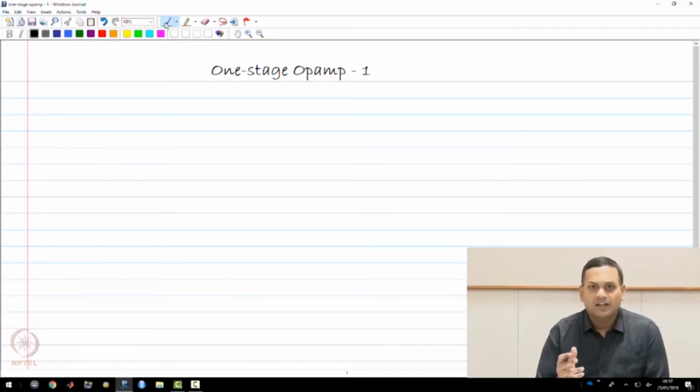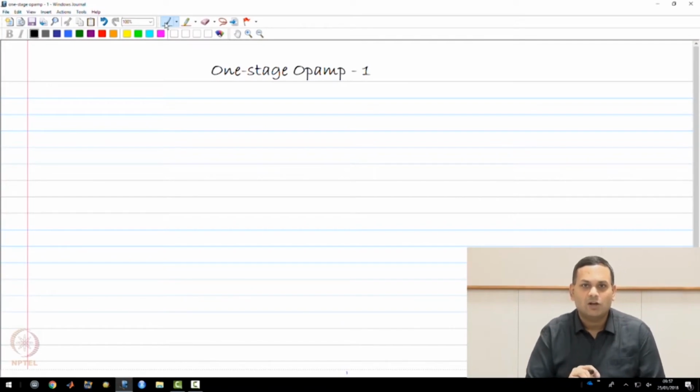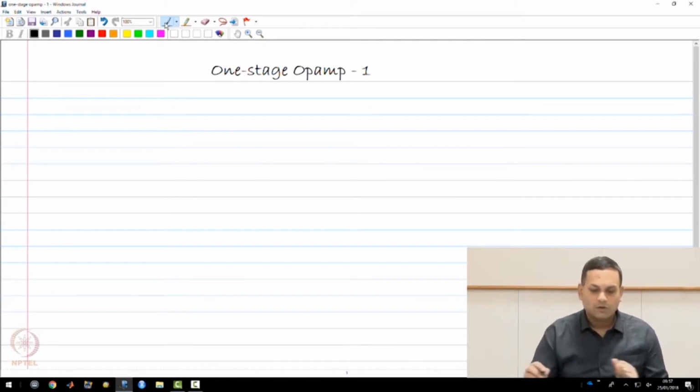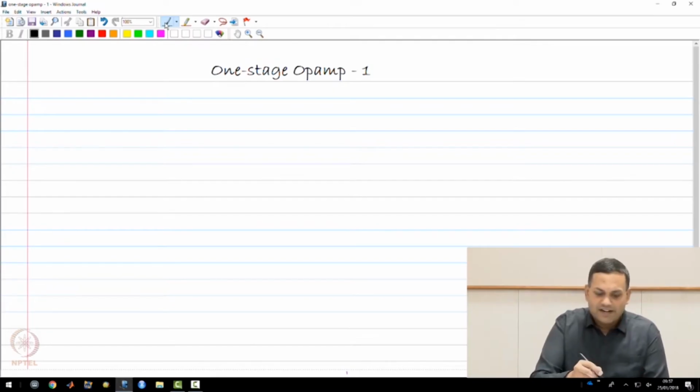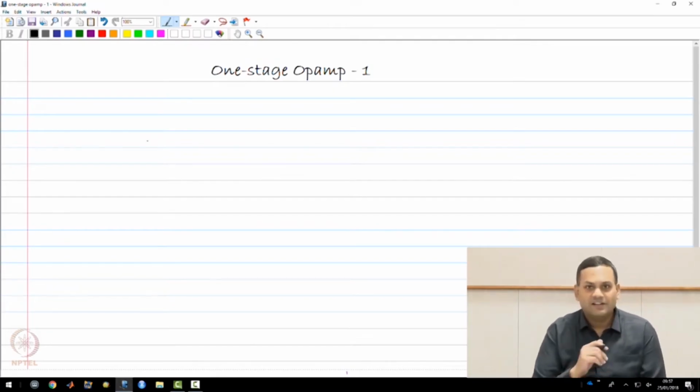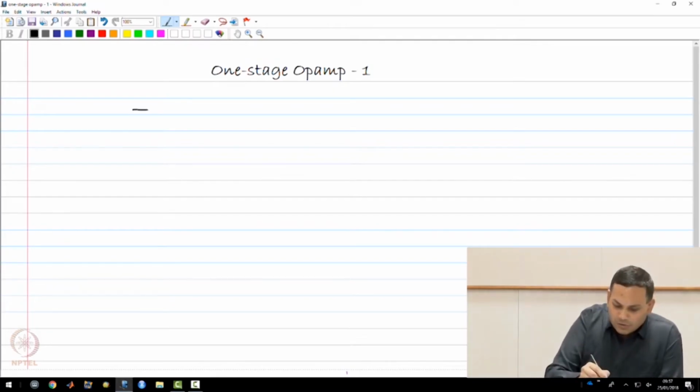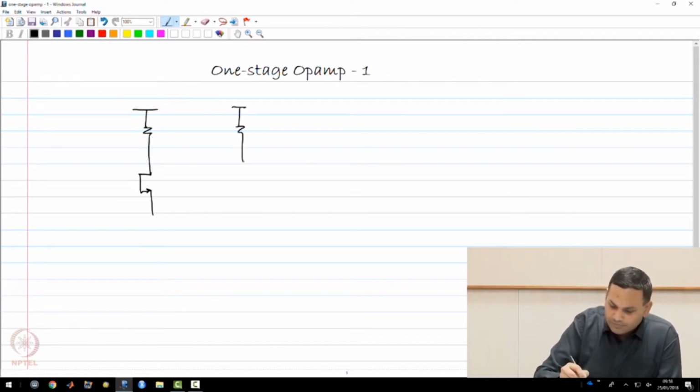In this lecture, we are going to put together some of the circuits that we have learned so far to build one of the simplest types of CMOS op-amps, which you will see that we'll eventually call the one-stage op-amp. So we have studied differential amplifiers before. The differential amplifier consists of two completely identical portions.